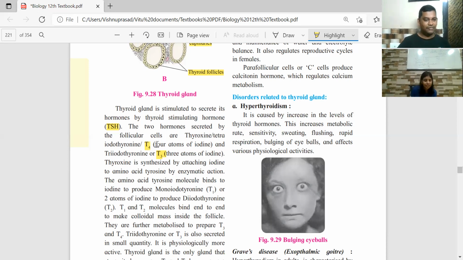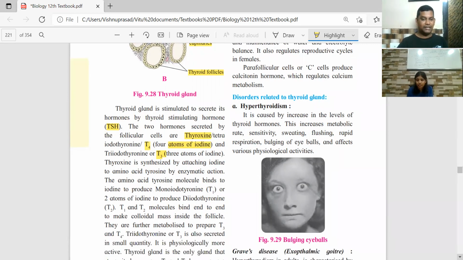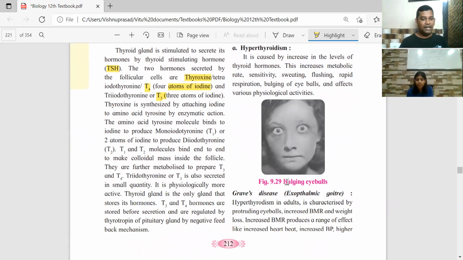T3 and T4 both are produced by the follicular cells. Out of that, T4 is the one which is called thyroxine, the other name for tetraiodothyronine. The tetra denotes the number of atoms of iodine present in them. That's why, for functioning of the thyroid gland and production of the hormone, iodine in the diet is necessary.